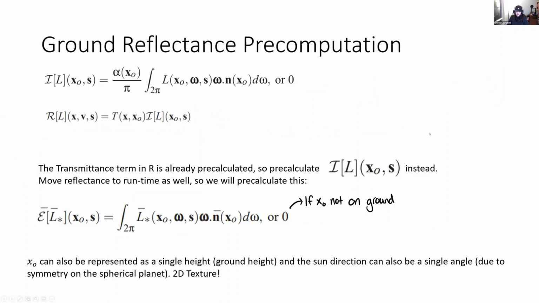So, okay, we have the transmittance now. Now we want to try to pre-compute the ground reflection. A reminder: the I equation at the top is basically how much light enters a spot on the ground and is reflected away. And then the R equation is specifically for your viewpoint, how much of that reflected light gets towards you.